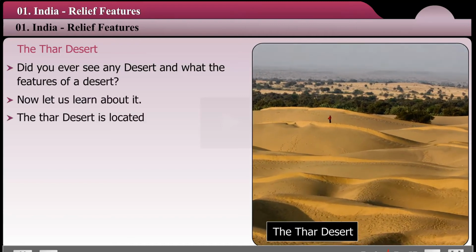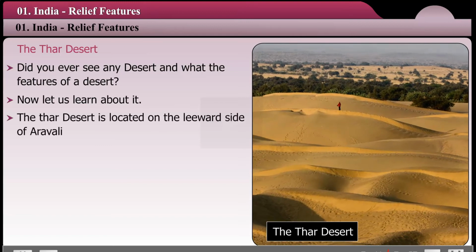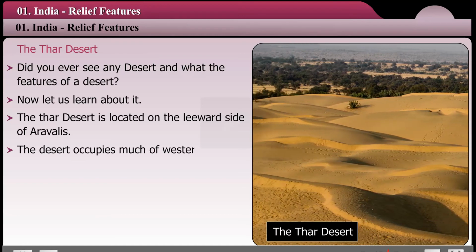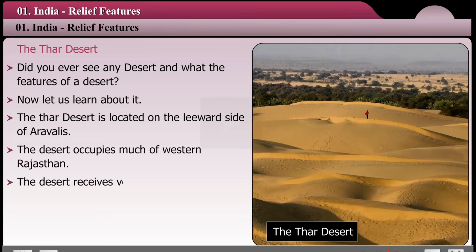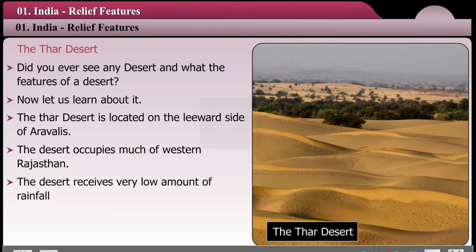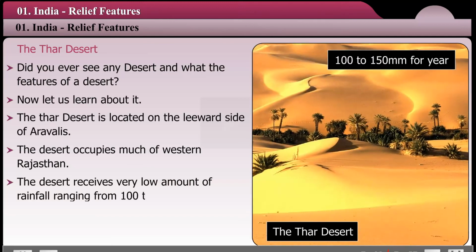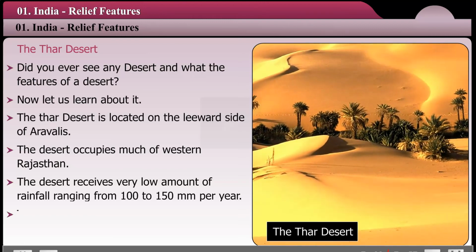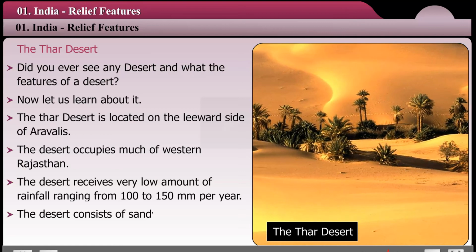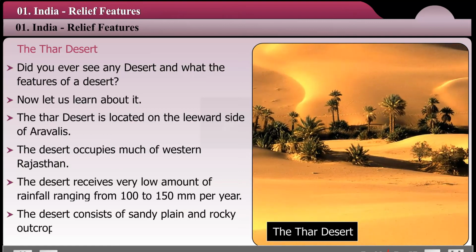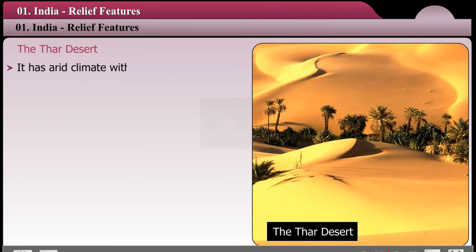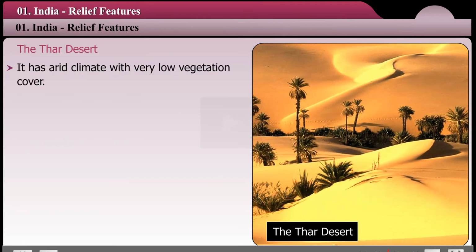The Thar Desert is located on the leeward side of Aravallis. The desert occupies much of western Rajasthan. The desert receives a very low amount of rainfall ranging from 100 to 150 millimeters per year. The desert consists of sandy plain and rocky outcrops. It has an arid climate with very low vegetation cover.